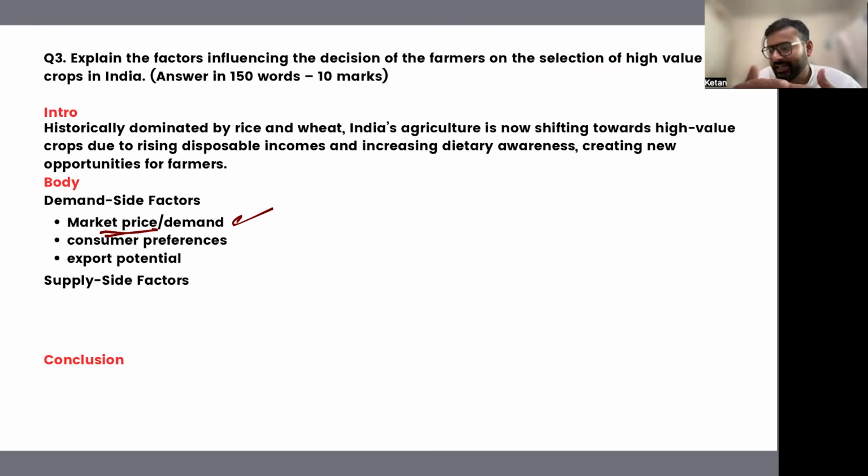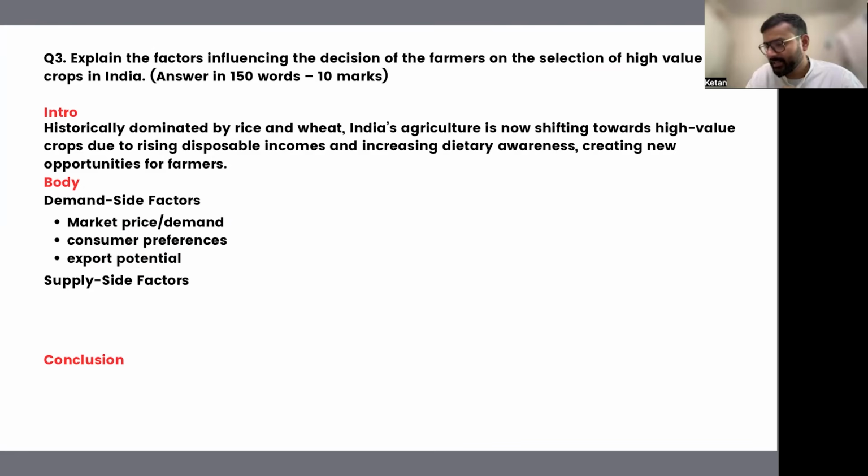Okay. Also, there is greater consumer preference towards high value crops. This can be attributed to more awareness on social media, more influencers suggesting healthier options. Also, there is more demand for different varieties, and as exposure to the international community increases, people also learn about more different types of high value crops that are there. And also these high value crops have high export potential. So this also you can talk about.